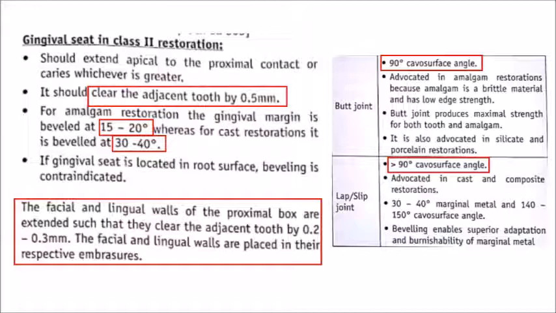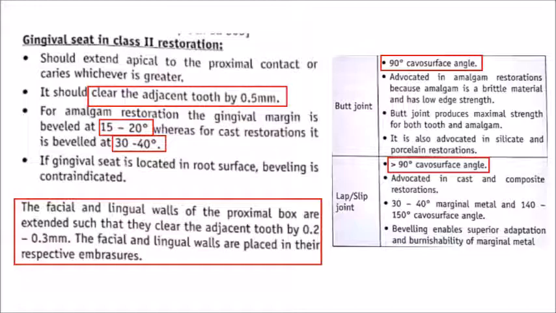Now, for a butt joint and for a lap joint, what are the different features of each joint? Butt joint and lap joint, which is also known as slip joint. A 90 degree cavo surface angle is always called a butt joint. It is advocated in amalgam restorations because amalgam is a brittle material and has low edge strength. Butt joint produces maximal strength for both the restoration as well as the tooth. It is also advocated in silicate as well as porcelain restorations. So, a 90 degree cavo surface angle is called a butt joint.